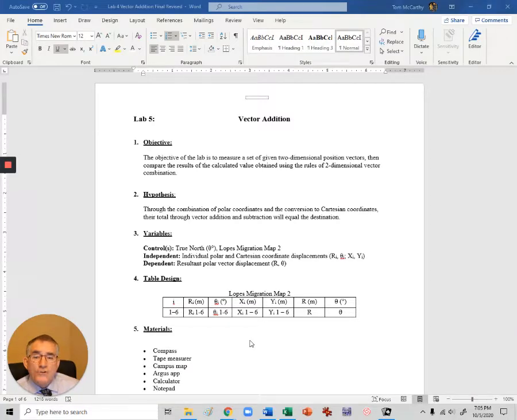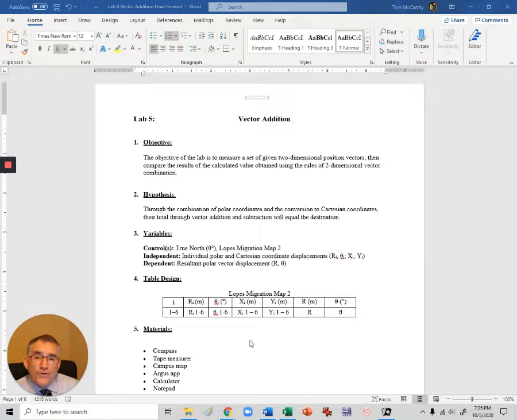Okay, welcome to the analysis for vector addition. That's the lab where you went out as Lopes migrating around the campus, marching off 6 bearings, determining what your pace was, and finally coming to your destination, which you'll soon learn, unless your instructor has already told you how well you did. Anyway, I usually keep that a little bit secret until the end.